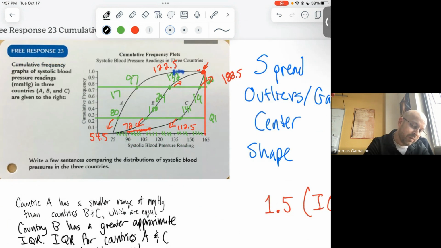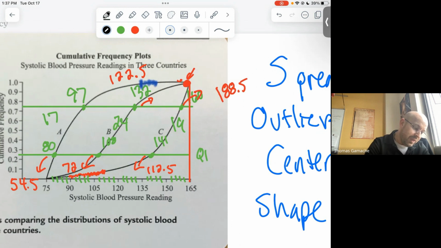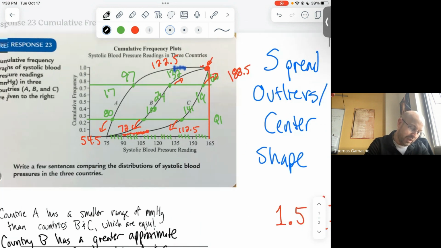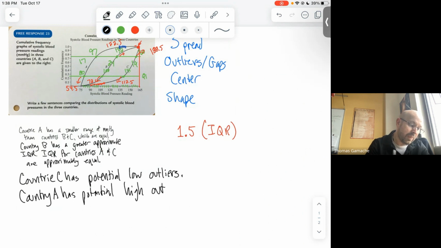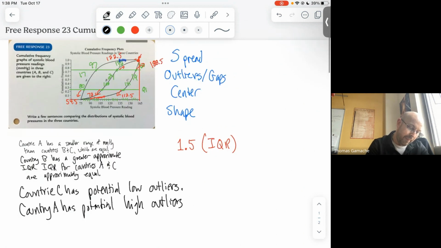Now, as far as high outliers go, they're definitely more substantial for country A. So I said country C here has potential low outliers. Country A has potential high outliers. I can even point out that country B has a few. Or I could even just put more. There you go. Country A has more potential high outliers than country B and C.